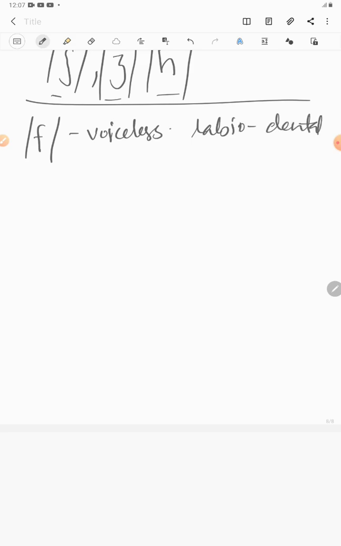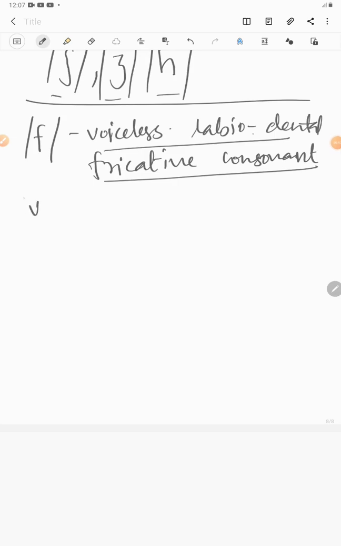Okay, so we'll be looking at the three-term label now. Okay, f. F is a voiceless labiodental fricative consonant. Then v. If f is voiceless, then v will be voiced. Okay, v is a voiced labiodental fricative consonant.